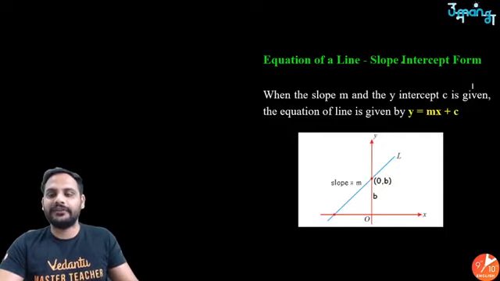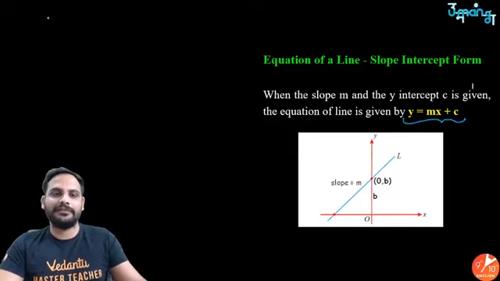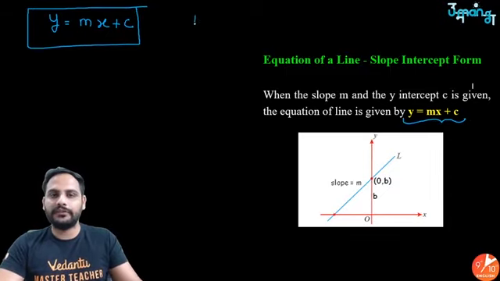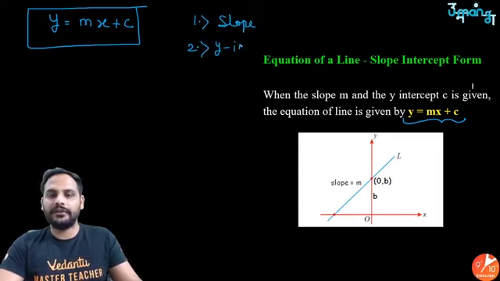Now, the equation of a line. The first form you have is y is equal to mx plus c. Y is equal to mx plus c. Now you will use this when you know two things: one, when you know the slope of that line; second, when you know the y-intercept of that line.